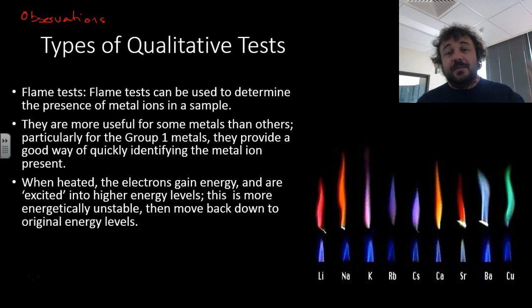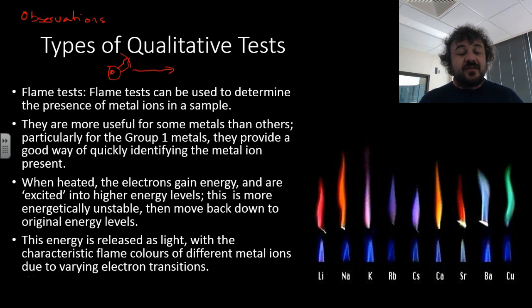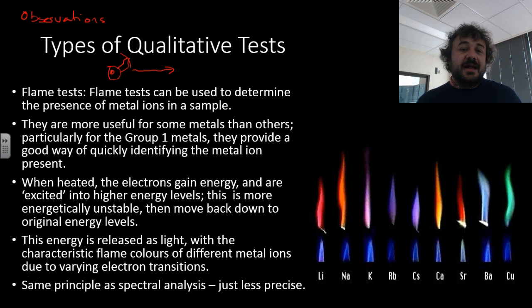So basically what's happening is the electrons are heated up, and they're in the electron shell, and they get excited and move up to a different energy level, but this is unstable, so when they calm down, they come back down, and this excess energy, the energy that went in, is released as light. So as the energy is released as light, it's a distinctive color for each metal. It's the same principle as spectral analysis, basically.